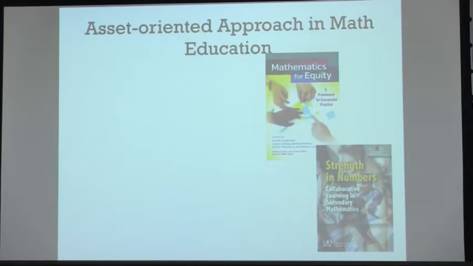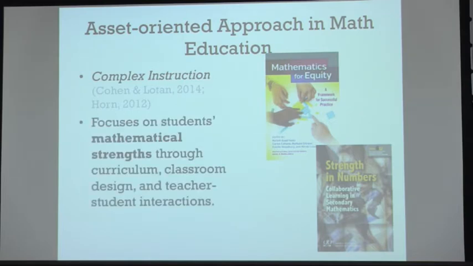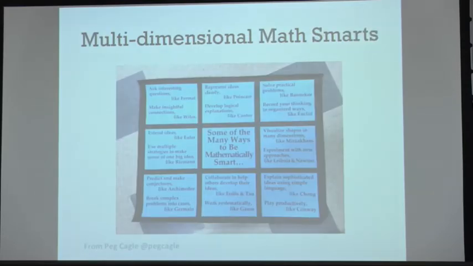And in math education, we actually have a really well-documented form of what I would call an asset-oriented approach to teaching. Those are two books up there. The top one is an edited volume based on work done at a school that's known in the literature as Railside High School. The lower one is a book that I wrote about this particular pedagogy called Complex Instruction. There's no way in the midst of this talk I'm going to be able to do justice to all that complex instruction entails, but the things you need to know is that this pedagogy really focuses on students' mathematical strengths, deliberately, through curriculum, through classroom design, and through teacher and student interactions, actually to the point of designing how teachers should interact with kids to really bring out their strengths.